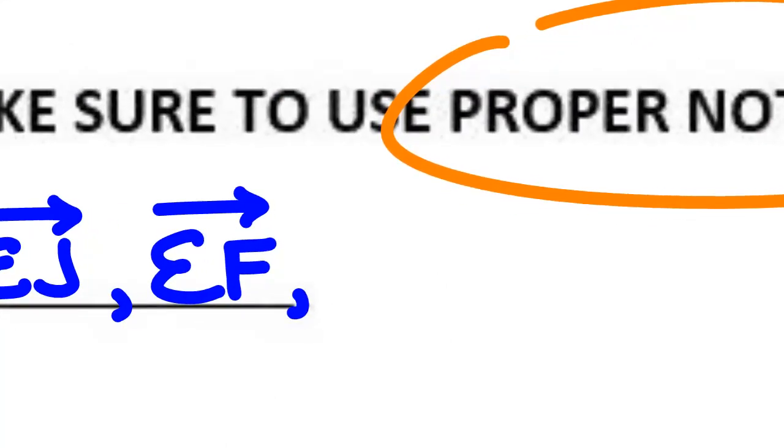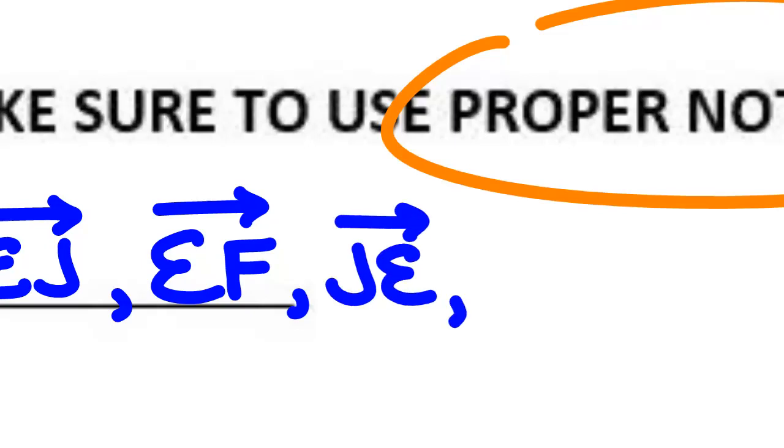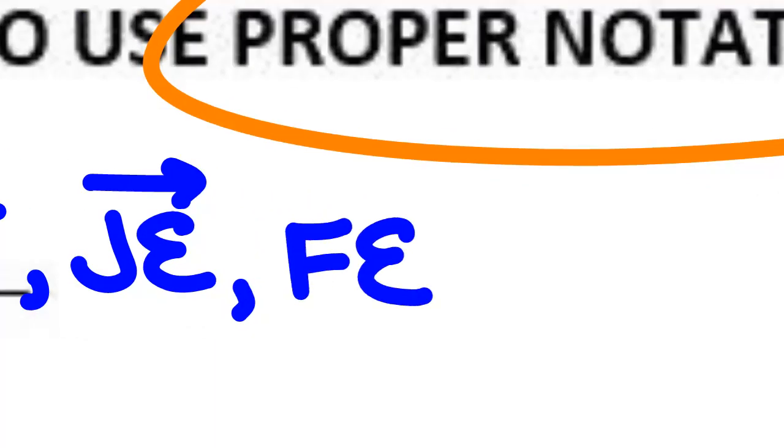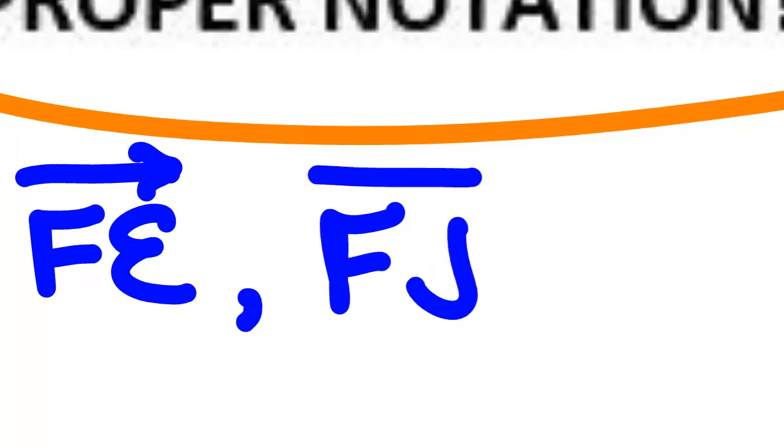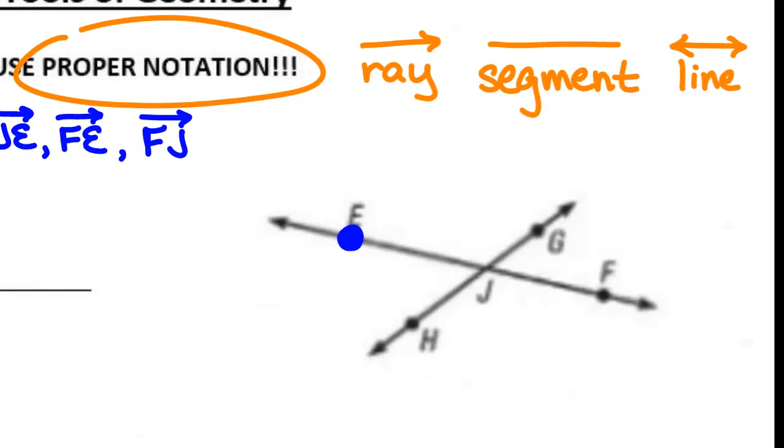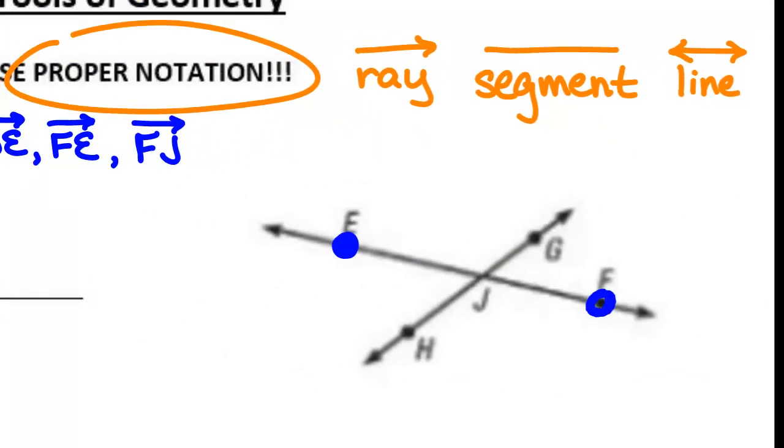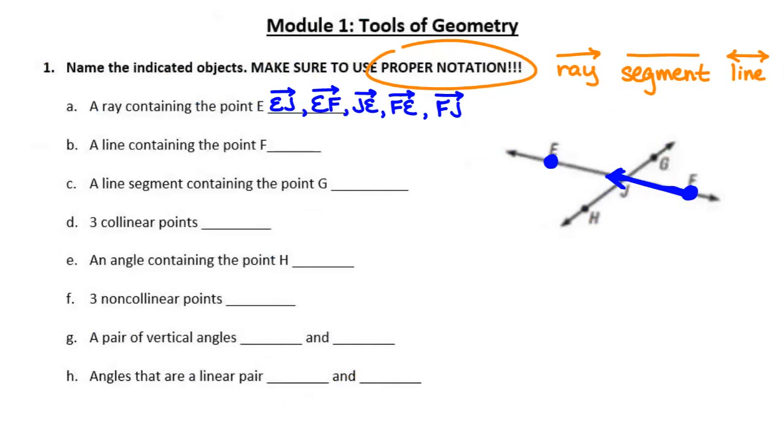I can say JE. I could say FE. And then the last one that would be correct seems a little bit confusing. FJ would also be a ray that contains point E. That ray would have me starting here at point F, and it's pointing this direction. And because of the arrow on this end, it would continue on this path, which means it would eventually run into point E. So point E would be on that ray.